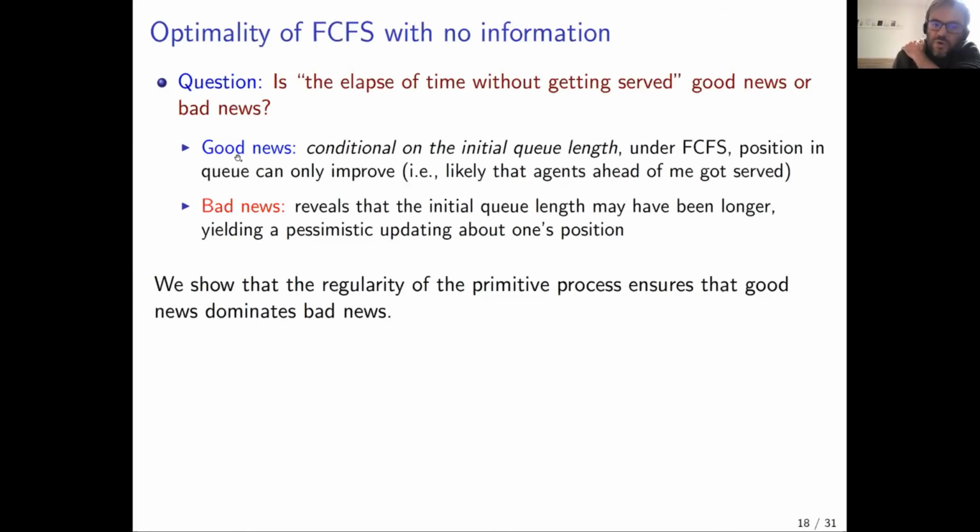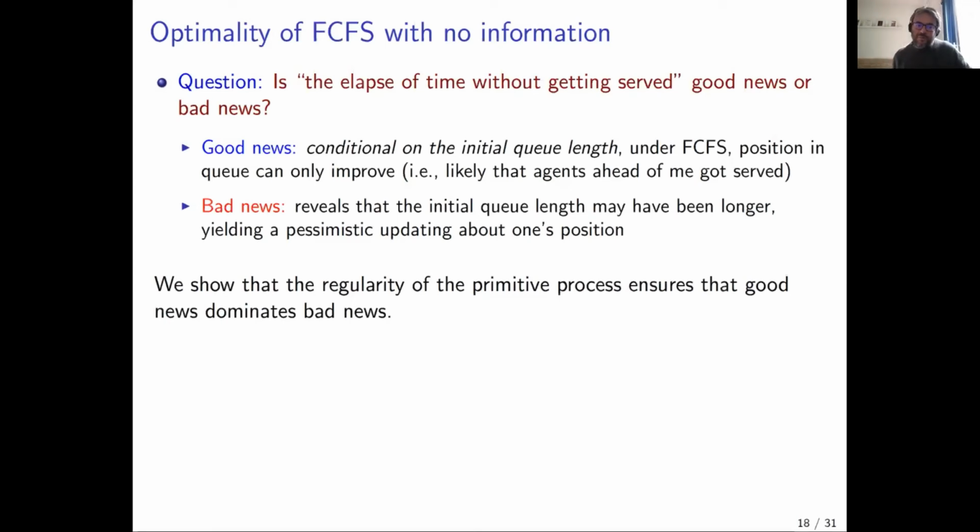So it's straightforward that it can be good news. And let me explain this, but this is the most simple force. It can be good news because conditional on the initial queue length, let's say when I joined the queue, there were 10 people in the queue, including myself. Then under first come, first served, my position in the queue can only improve. So in particular, if my position was 10 when I joined, then it cannot become 11 or 12 by definition of first come, first served. So my position can only improve. And so this is a force which pushes my residual expected waiting time downward, right? So my expected waiting time will be smaller because of this force.